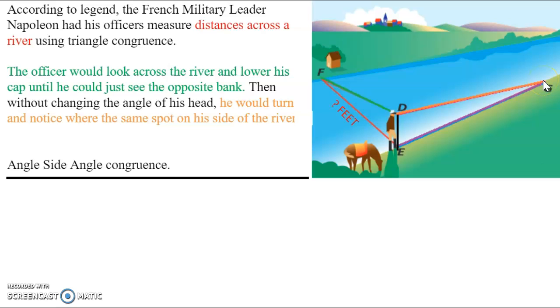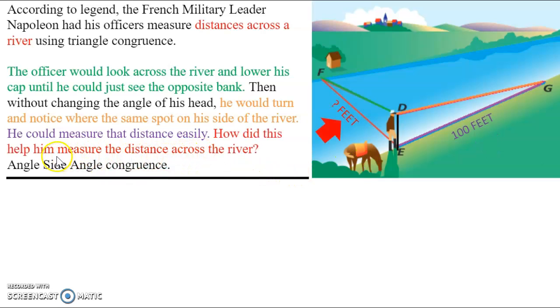Maybe he would tell one of the soldiers to go stand there, and then he would measure that distance easily. He can measure the distance to where the soldier is standing very easily, and because these are congruent triangles, he could deduce how wide the river was, say 100 feet or whatever.